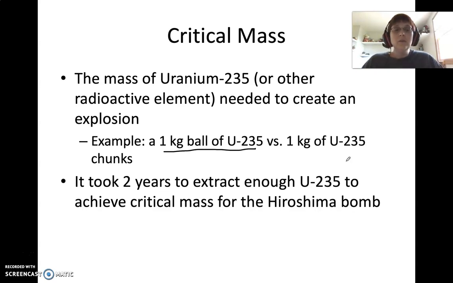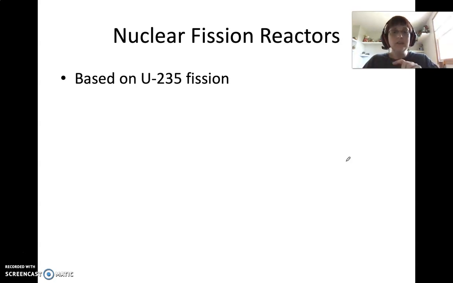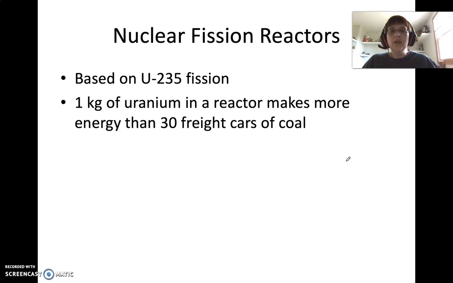Now, most people are familiar with radioactive elements like uranium for explosions. But what we most commonly use them for today is actually for energy. So we use them in what we call nuclear fission reactors. It's using uranium-235 fission, what we've just been seeing, where the nucleus splits, releases that energy, and then the neutrons.